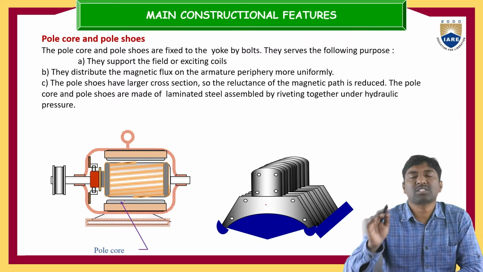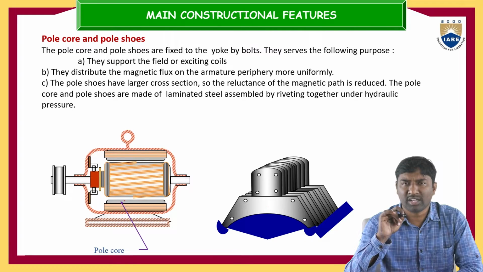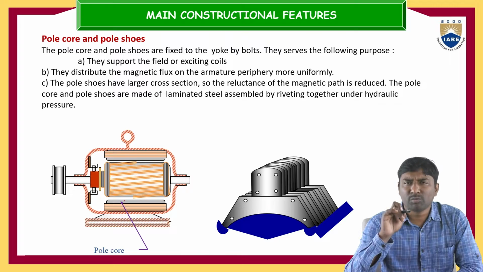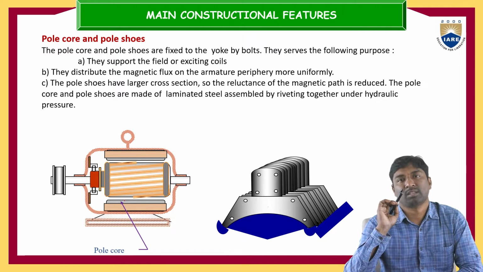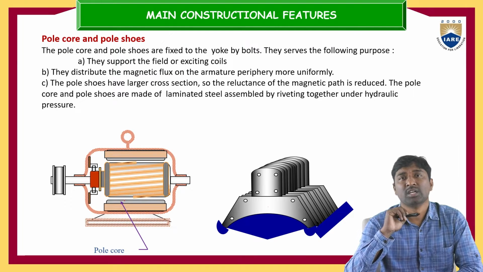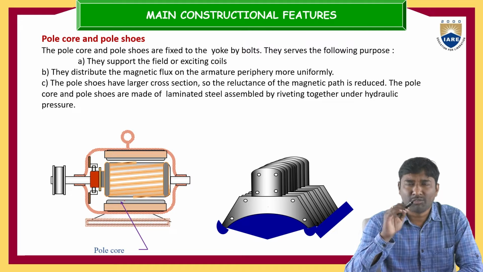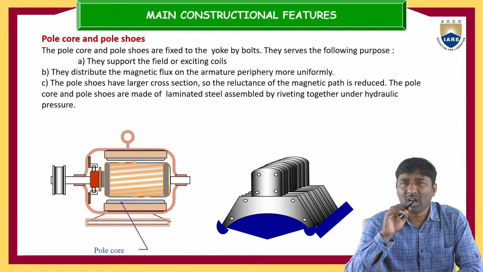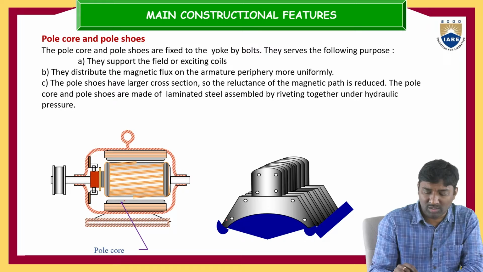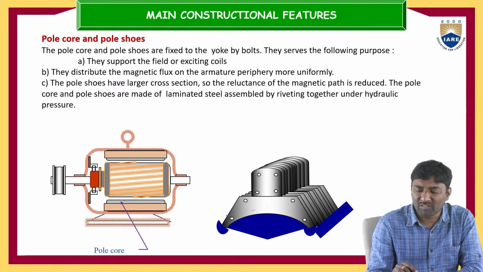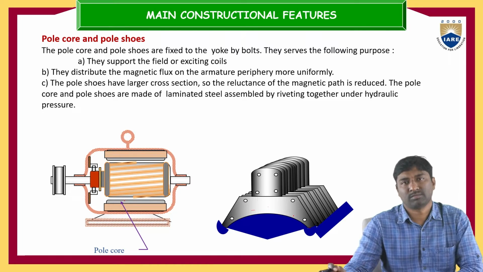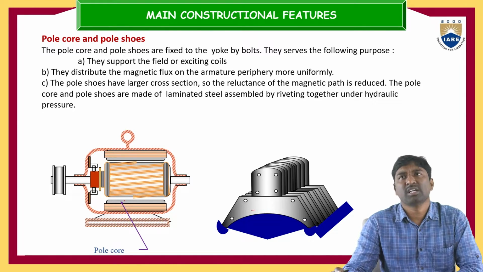So this supports the field coils or exciting coils, and they distribute the magnetic flux on the armature periphery more uniformly. That's why we are using the pole core and pole shoes. Why are we using the pole shoes? You can observe this is the pole shoe. If it has a larger cross-sectional area, the reluctance of the magnetic path is reduced.